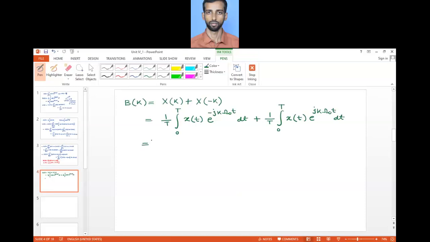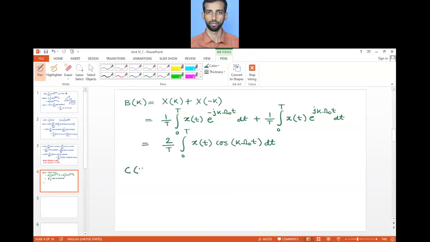Now if we club them together, the integration interval is the same, 0 to T, over here also. x of t is common. On one hand we have e to the power jk omega naught t, on the other hand e to the power minus jk omega naught t. If you club them together, that will give us 2 cos k omega naught t. So that is basically 2 by T integration over 0 to T x of t cos k omega naught t dt.